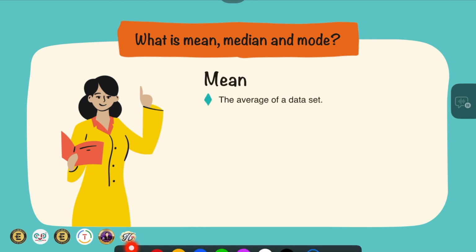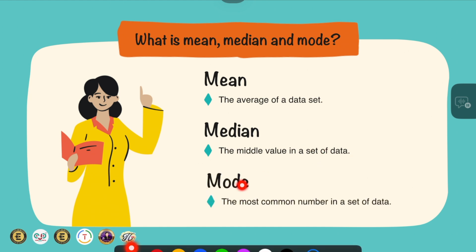The definition: mean is the average of a data set. Maybe mean is not a common term that you have heard before. Normally you hear average on your exam, average marks. So average is equivalent to the mean. Median is very easy: it is the middle value in a set of data. Next, mode. Mode is the most common number in a set of data. So these are the definitions of mean, median, and mode.